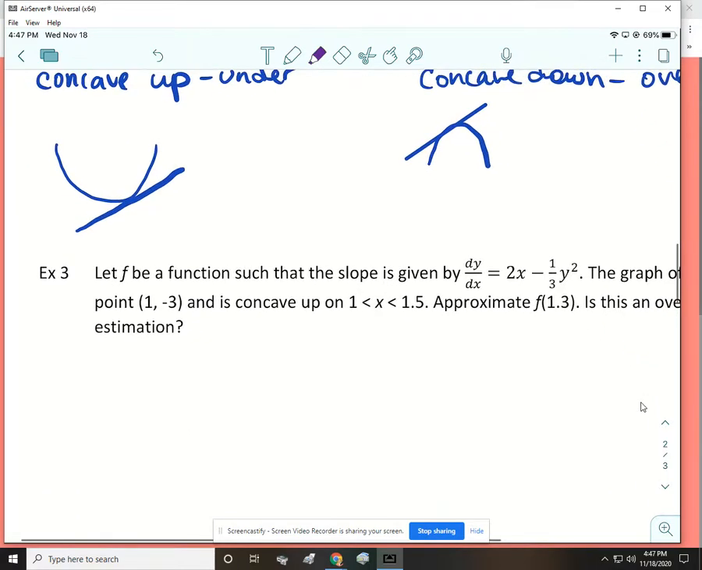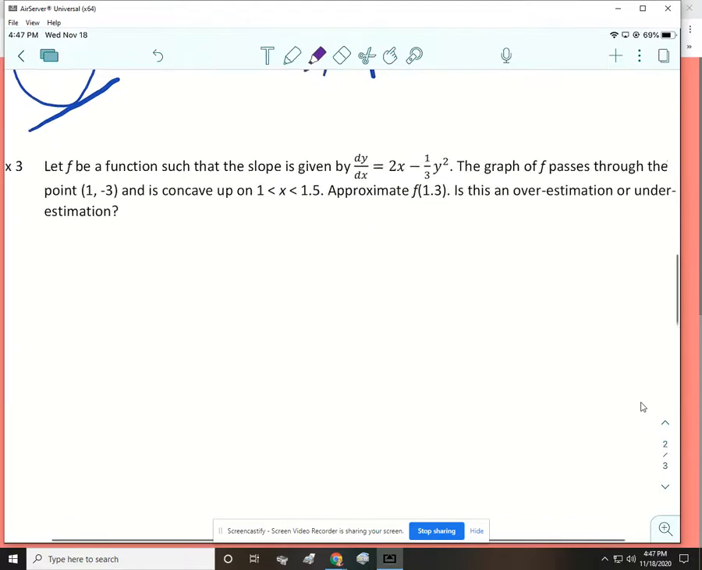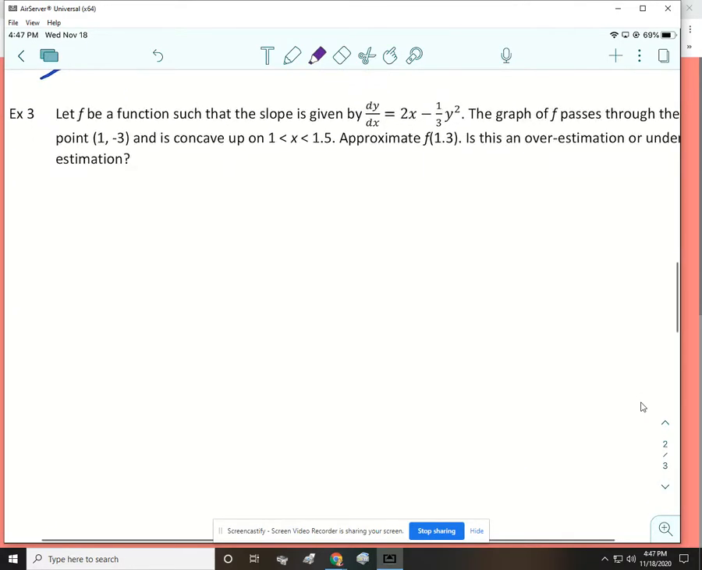On example 3, we are going to let f be a function such that the slope is given by that derivative function. The graph of f passes through the point (1, -3). That's important. And the graph is concave up between 1 and 1.5. That is also important. We're going to approximate f of 1.3 and then determine if this is an overestimation or an underestimation. We need two things. We need the point of tangency, but we have that.